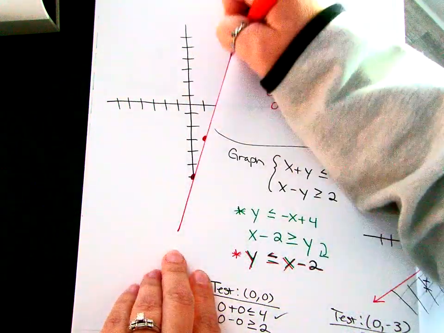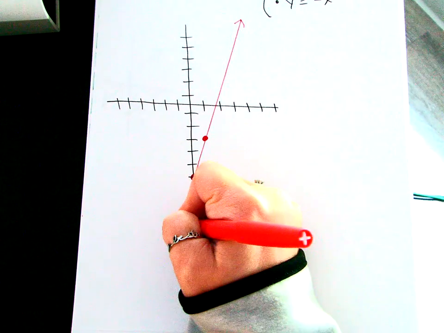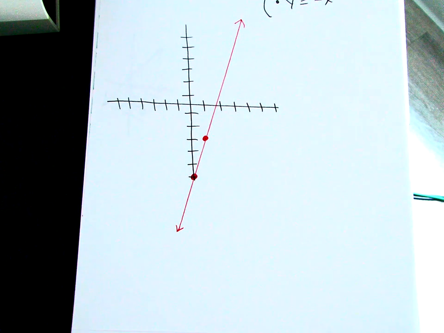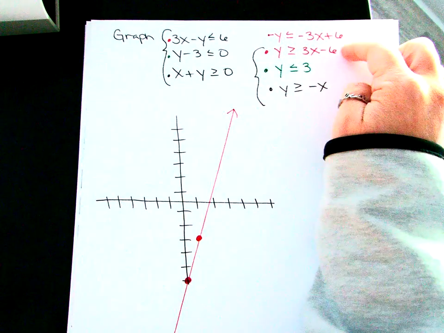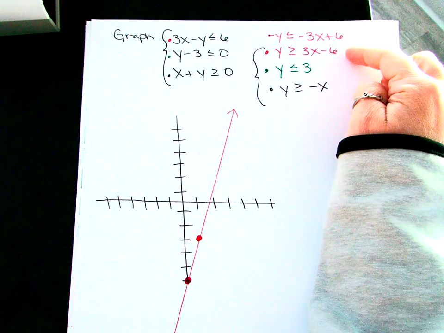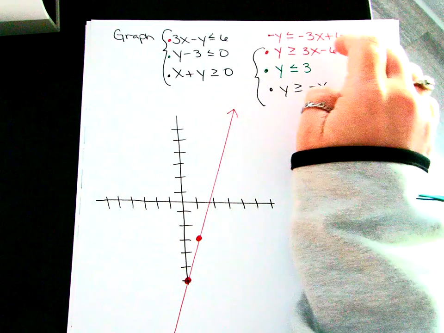All right. So there's the first one. Now, I'm going to show you the way that I approach shading. Okay? This is the line representing the inequality for this red line, the very first one. And it says y is greater than or equal to 3x minus 6. We just graphed the 3x minus 6.